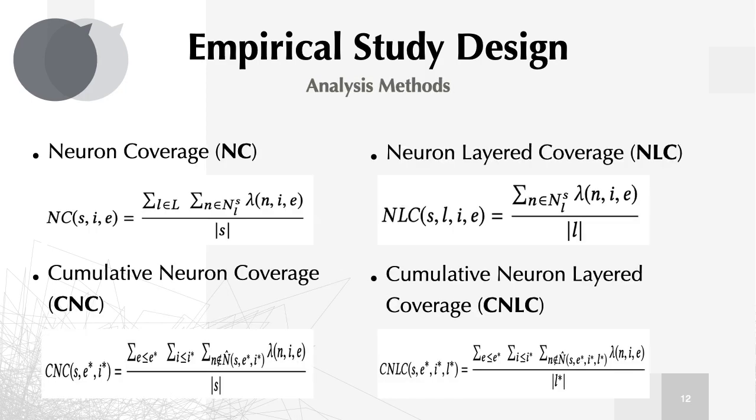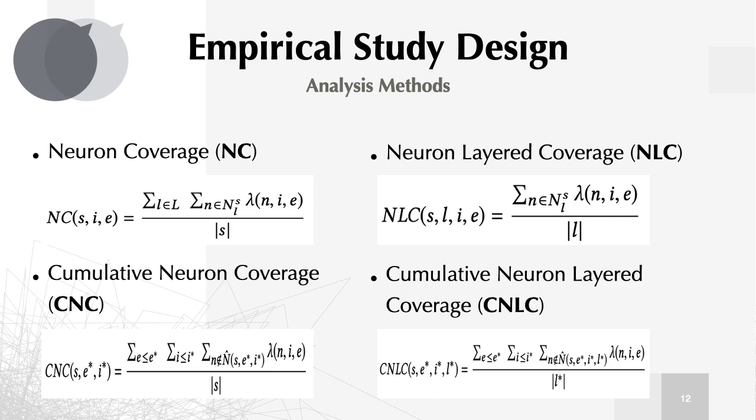These are the metrics that we use to address our research questions. The first one is neuron coverage, that is counting which neurons were activated for a specific input. The second one is neuron layer coverage, that is the same as neuron coverage but only counting for a specific layer. These two metrics will help us to understand the relationship between coverage and reward.